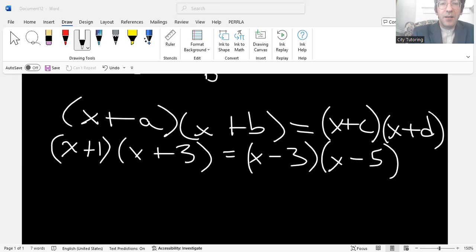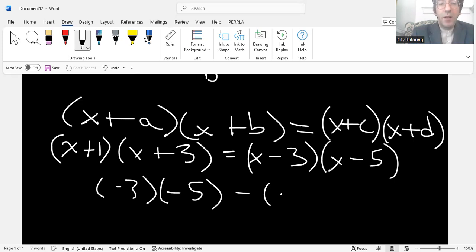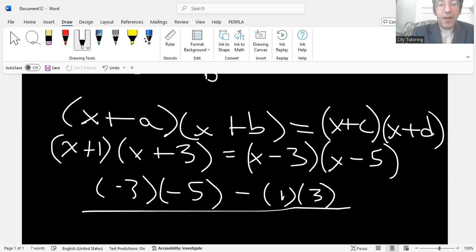C times D. All right, let's label all the parts. That's going to be 3 times -3 times -5. Minus A times B. And in this case, it's going to be 1 times 3. And we're going to divide all of that by, you go in order, A plus B minus C minus D. So you have 1 plus 3, and since we're subtracting, it's going to switch the sign. So you have 1 plus 3 plus 3 plus 5.